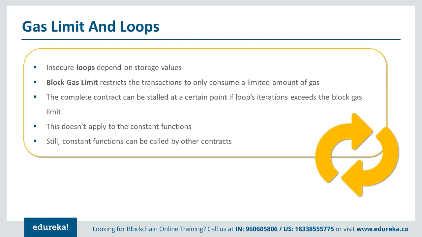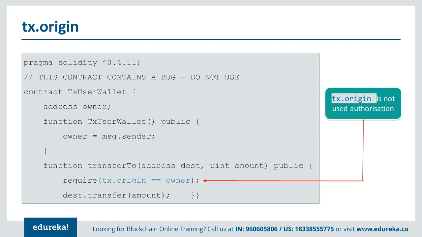If you are writing a longer loop or infinite loop, your gas limit will get exhausted and you will not be able to execute your contract successfully. Tx.origin is basically the same as msg.sender. The only difference is that whenever you select a different address, msg.sender changes, but tx.origin always remains the one where you initially deployed the contract.